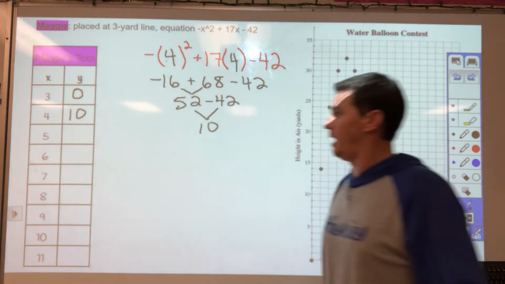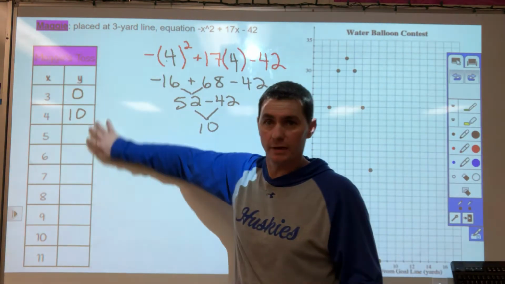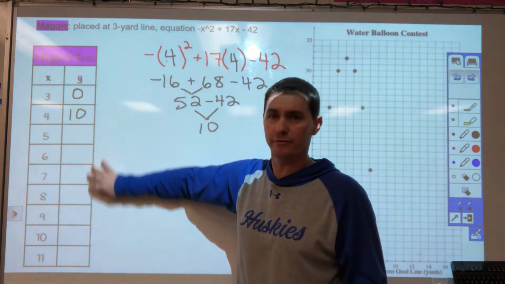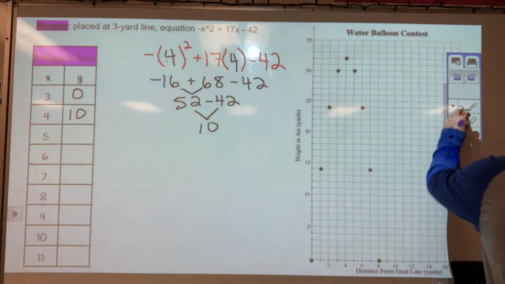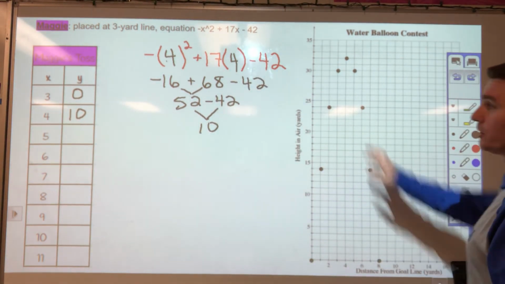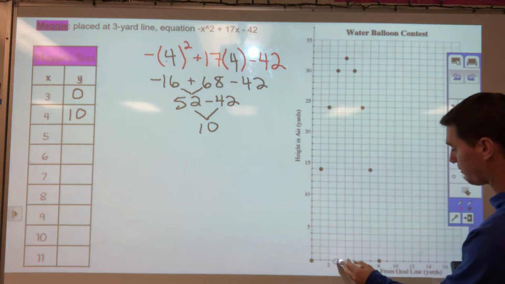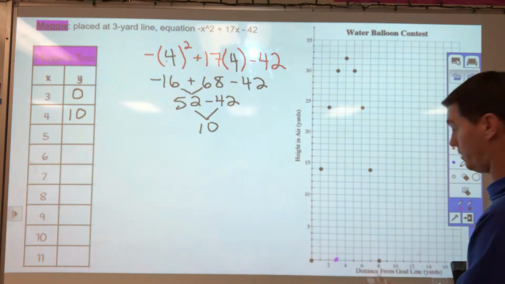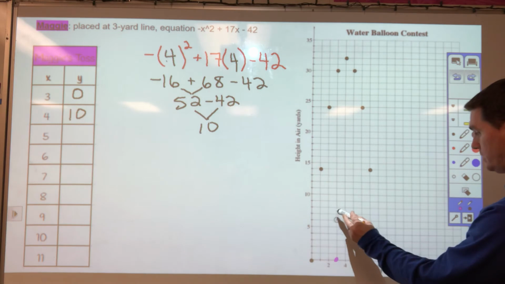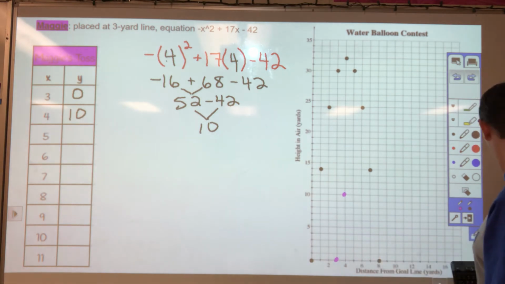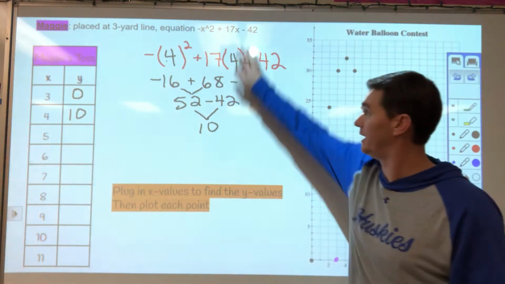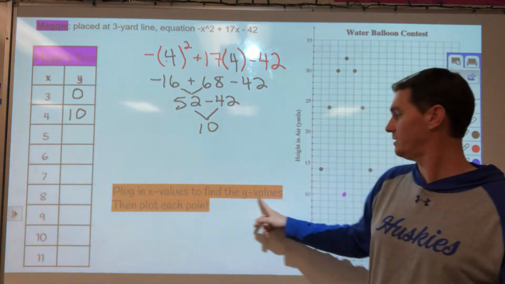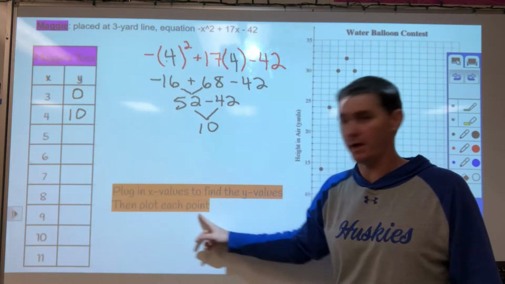All right. So I'm going to let you go ahead and finish the rest of this table. And then where do we go from here? Well, you're going to get your pink highlighter. And you're going to plot those points. First point is at 3, 0. Second point is at 4, 10. And so on and so forth. So what do you need to remember for Maggie? When we have an equation, plug in the x values to find the y values, and then plot each point.